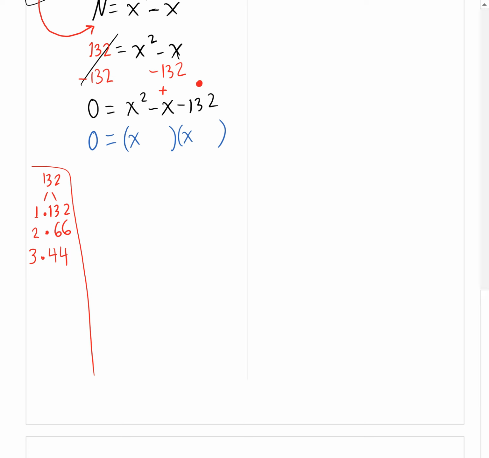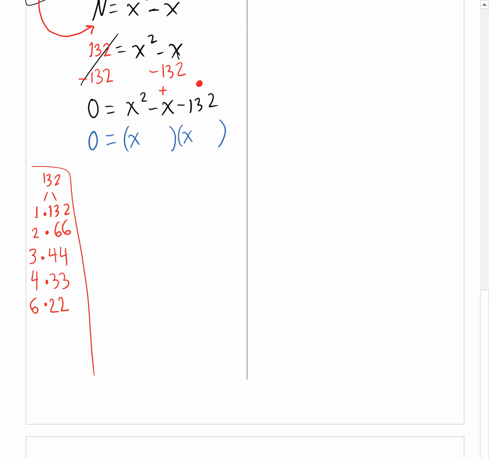Does 4 go in? Yes, 4 goes in 33 times. Those are still too far apart. I pretty much need 2 numbers that are only 1 apart in order for them to add up to negative 1. I gotta keep going. Does 5 go in? No. 6 does go in 22 times. Those are getting closer, but they're still too far apart. I need them to only be 1 apart in order to add up to negative 1. So that's not going to work.